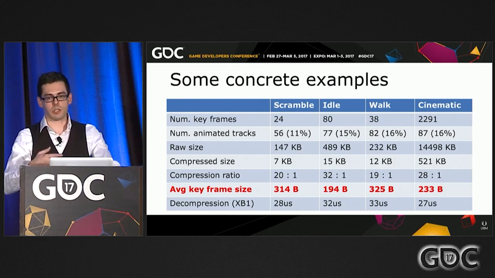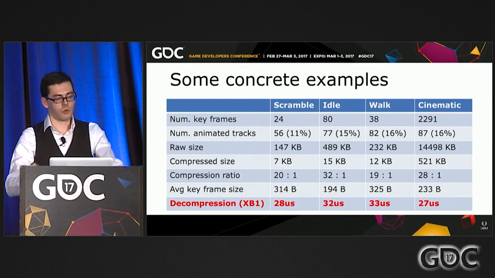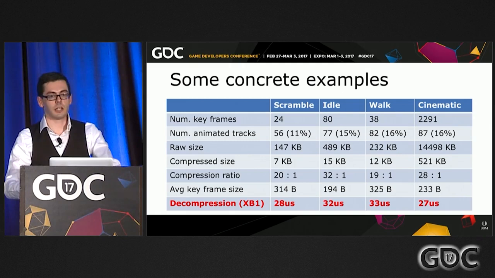Of course, there's other things like the range information that you need to read. But the track data is very dense and compact. It's all linear, and it contributes directly to our decompression speed being very, very fast. These numbers are on the Xbox One in microseconds, and they range between 27 and 33.